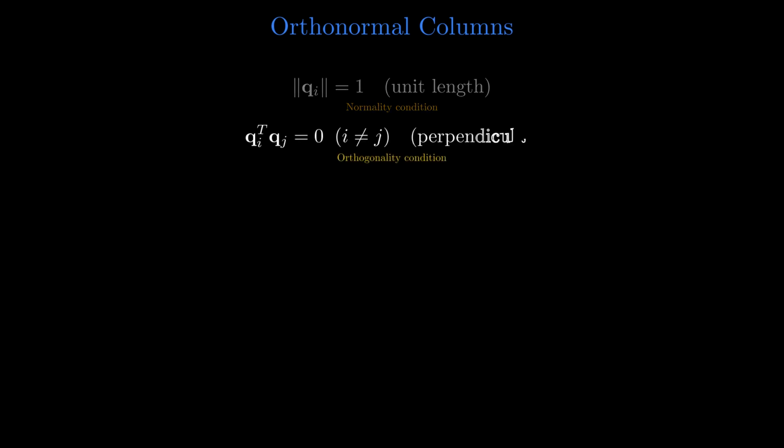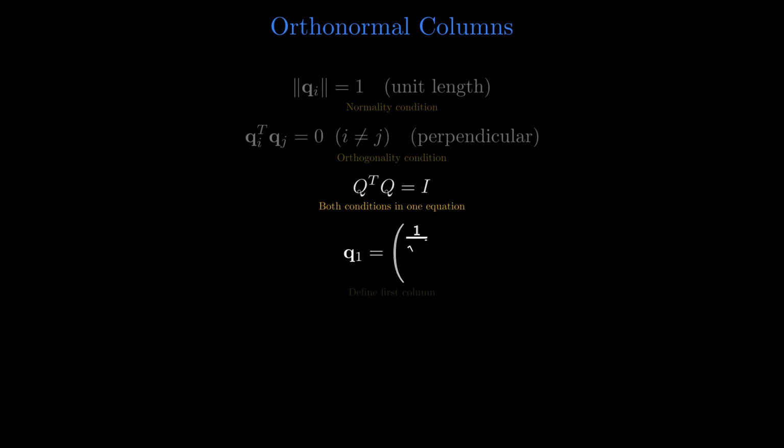A matrix Q has orthonormal columns when two conditions are satisfied. First, each column has unit length, meaning the norm of Qi equals 1. Second, distinct columns are perpendicular, meaning Qi transpose times Qj equals 0 whenever i is not equal to j. Both of these conditions pack neatly into one single equation, Q transpose Q equals the identity matrix. Let's see a concrete example.